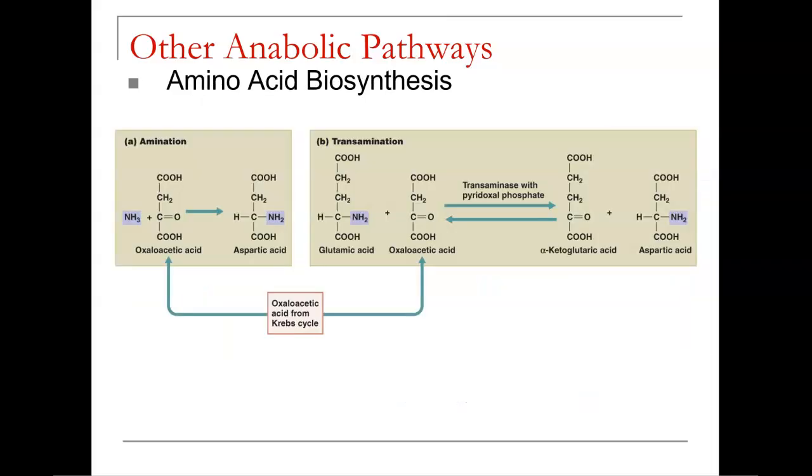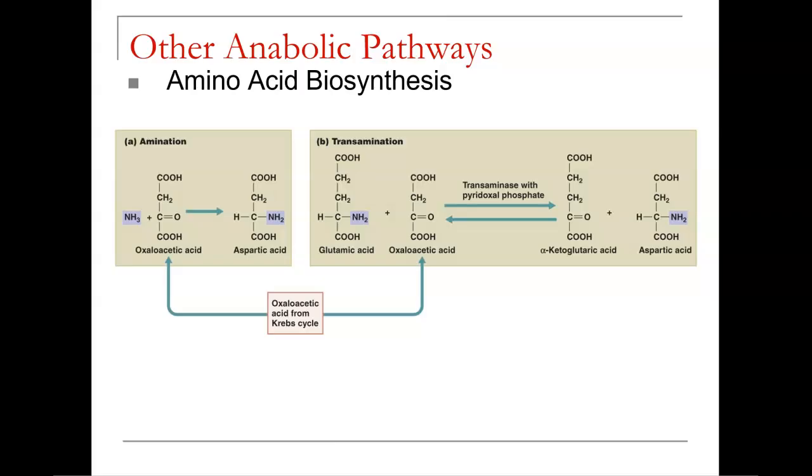Now going into amino acid biosynthesis. This is going to be synthesized from precursors of metabolites, so it's derived from glycolysis, the Krebs cycle, the pentose phosphate pathway, and other amino acids. You can have what's called amination, and that's a process in which the amine group, which is the NH2, is added from ammonia to a precursor metabolite. Or you can have transamination, and that's a reversible reaction in which the amine group is transferred from one amino acid to another amino acid.